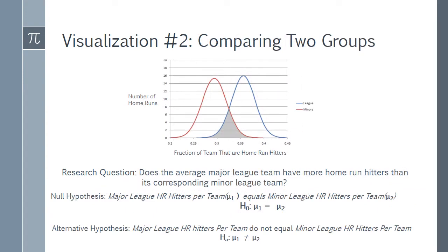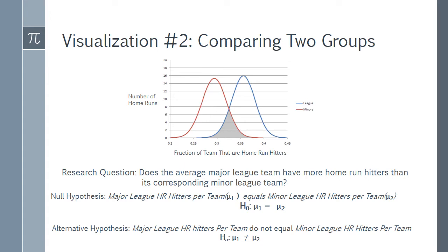Here in visualization 2, comparing 2 groups, we have the major league home run hitting team and the minor league, more home run hitting per team. So on the y-axis, we have the number of home runs, and on the x-axis, we have the fraction of the team that are home run hitters. The minor league bell curve is represented in red, and the blue bell curve is for the major league teams.